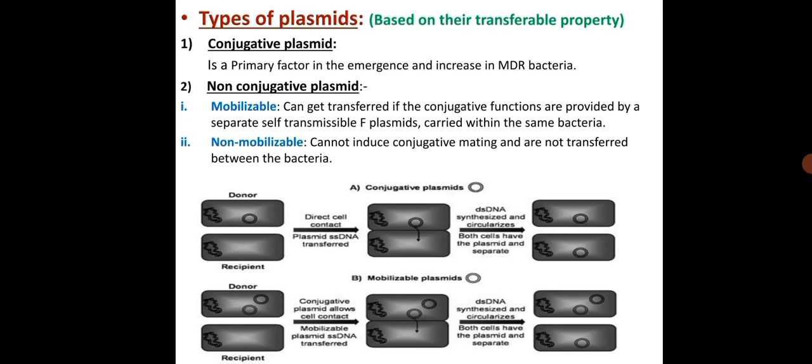Types of plasmids based on their transferable property include conjugative plasmids and non-conjugative plasmids. Conjugative plasmid is a primary factor in the emergence and increase in multiple drug resistance in bacteria. Non-conjugative plasmids can further be categorized into mobilizable or non-mobilizable. Mobilizable can get transferred if the conjugative functions are provided by a separate self-transmissible F plasmid carried within the same bacteria. Non-mobilizable cannot induce conjugative mating and are not transferred between the bacteria.